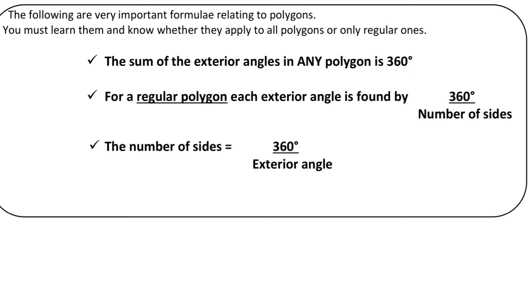So the following are very important formulae when relating to polygons. The first one: the sum of the exterior angles of any polygon is 360 degrees. So no matter how many sides the polygon has, the exterior angles always add to 360. For a regular polygon, each exterior angle is found by doing 360 degrees divided by the number of sides. And then similarly, the number of sides is going to be 360 divided by the exterior angle.